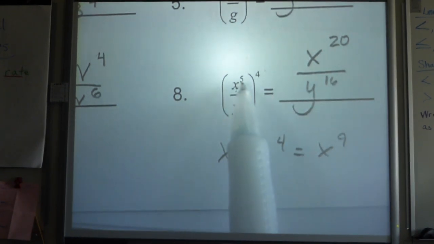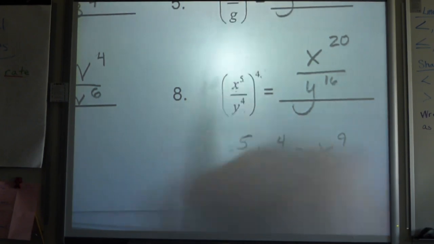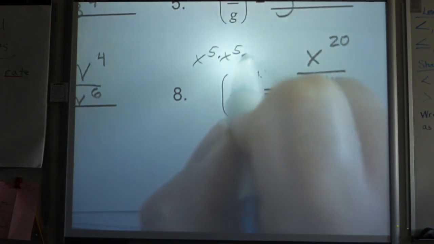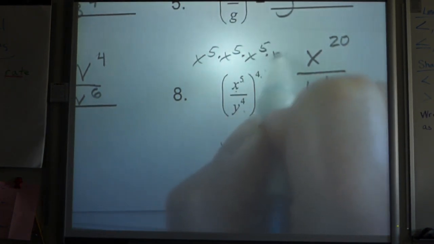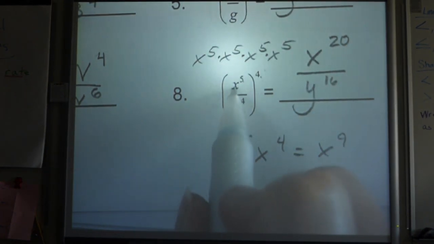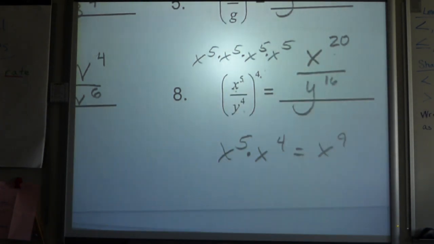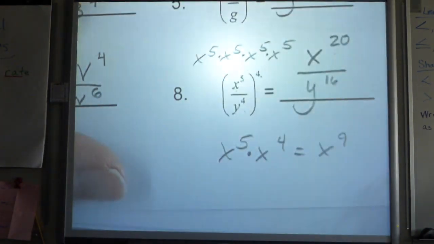But x to the 5th to the 4th means we have x to the 5th times x to the 5th times x to the 5th times x to the 5th, right? It's this number multiplied by itself 4 times. That's x to the 20th, okay? So remember that difference. So I'll just leave that there.